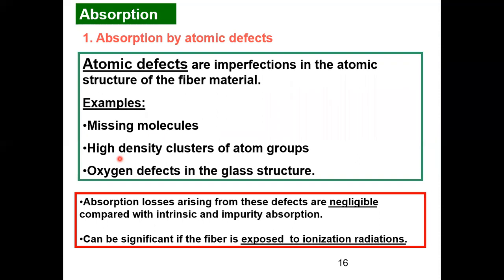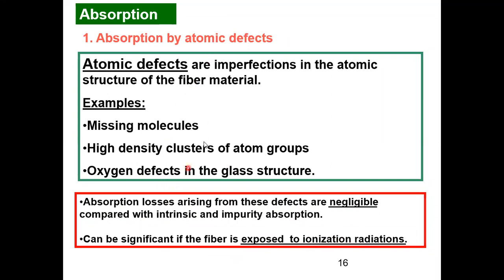So some molecule is missing, so that is an atomic defect. Or in some places there might be more clutter of atoms present. In one place more atoms are present. So there is a high density or clutter of atoms, so that also I can consider as an atomic defect. Or oxygen defects. Oxygen defects in glass structure means oxygen molecules are present in the glass structure. So absorption losses arising from all these defects are negligible compared with intrinsic and impurity absorption. But it can be significant if the fiber is exposed to ionization radiation.